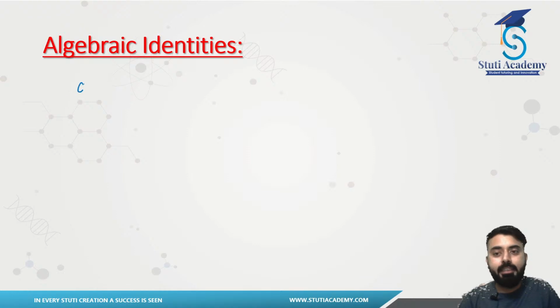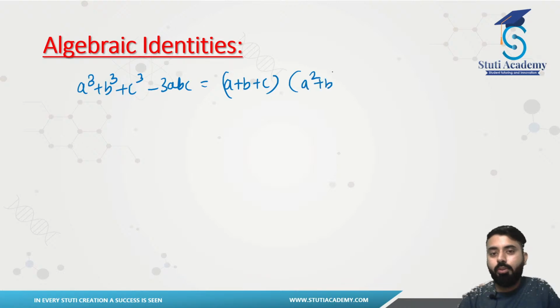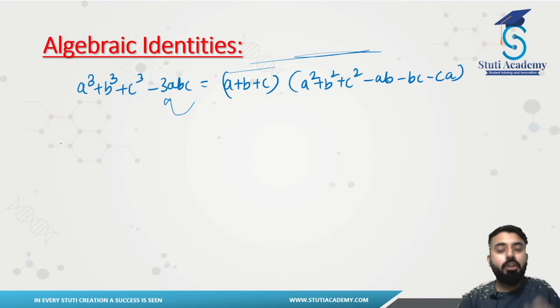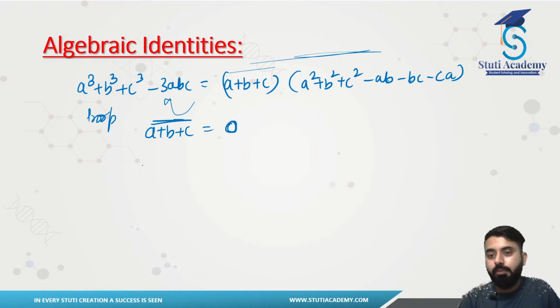So our last identity is this one: a cube plus b cube plus c cube minus 3abc. It is equal to what? (a plus b plus c) into (a square plus b square plus c square minus ab minus bc minus ca). Just solve this one, you will be getting this value. So that is the proof for your case. Now here I have some notations. If the sum of all three values, that means a, b and c together, adds up to 0, then the value of a cube plus b cube plus c cube will be 3abc only.